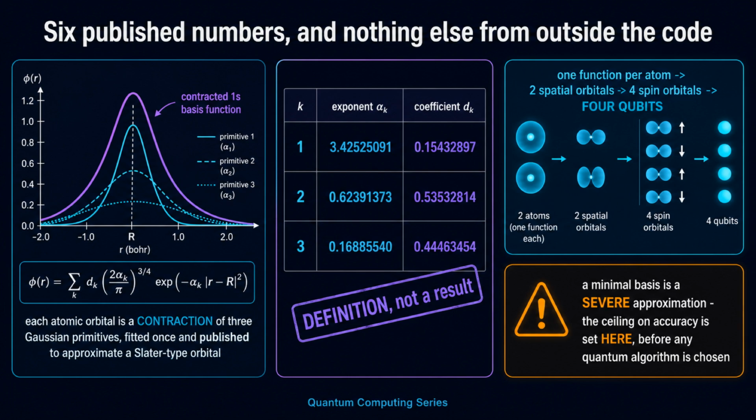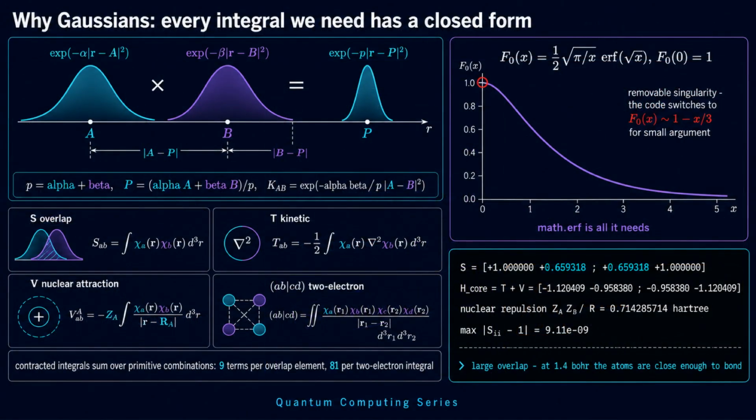2 consequences follow. 1 function per atom gives 2 spatial orbitals and 4 spin orbitals, which is why 4 qubits will suffice. And a minimal basis sets the accuracy ceiling here before any algorithm is chosen. Gaussians are used instead of the physically better Slater functions for one reason. Every integral we need has a closed form.